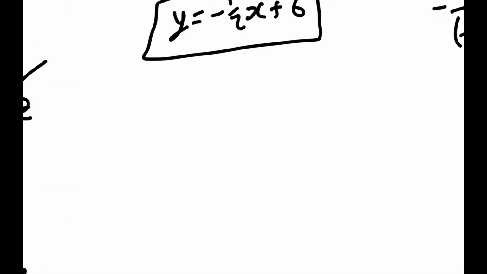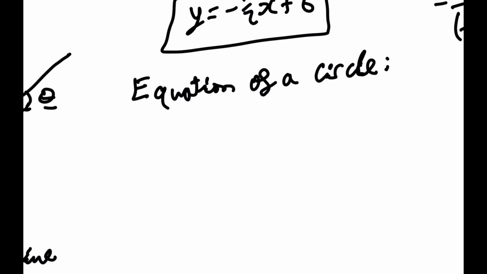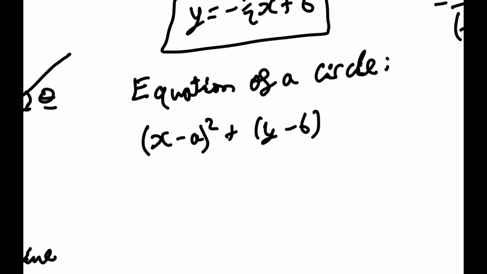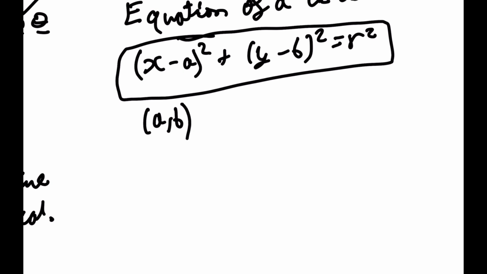So, equation of a circle. And for the equation of a circle, we would have x minus a squared plus y minus b squared is equal to r squared. So this is the format we would have it in, where a, b is the center of the circle, and r is the radius of the circle.